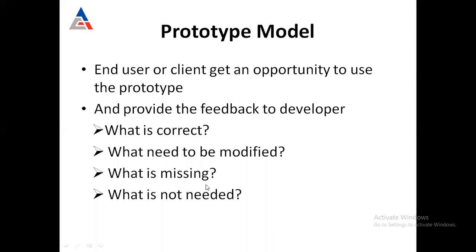So on the basis of these four factors, what is correct, what needs to be modified, what is missing, what is not needed, on the basis of this feedback, the software developer will again generate or develop a new prototype and again ask the customer or client to access the prototype, play with it, and again provide the feedback to the software developer. This process will keep going until the customer is 100% satisfied with the prototype. Once the customer is satisfied with the prototype, the software developer will generate, install or implement the software and hand it over to the customer.